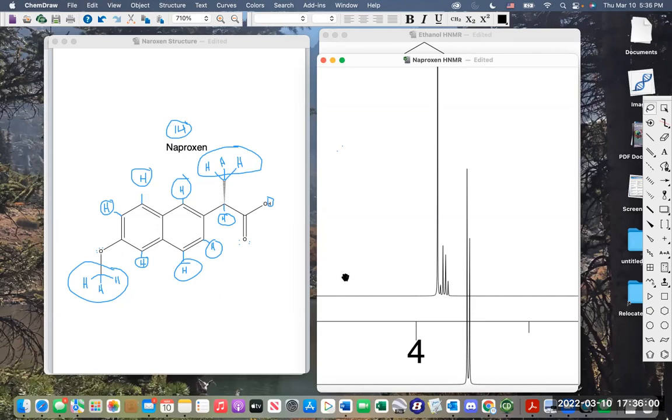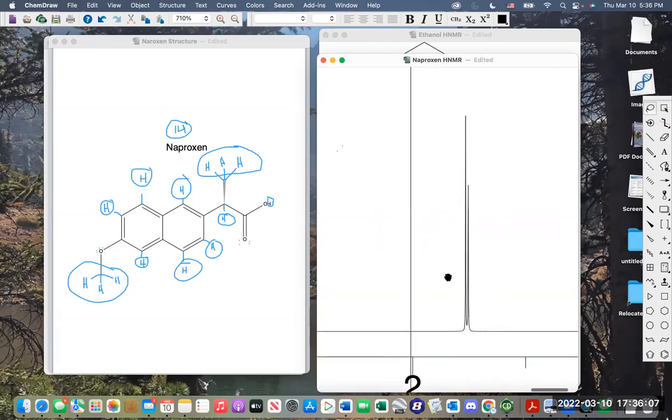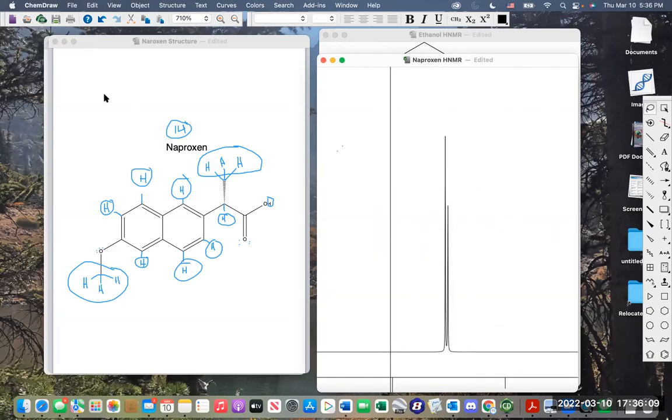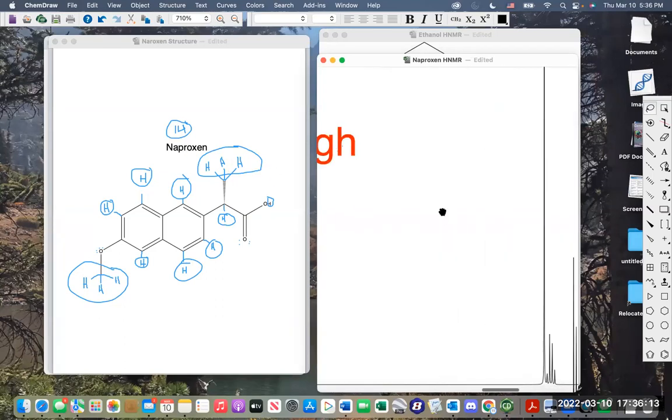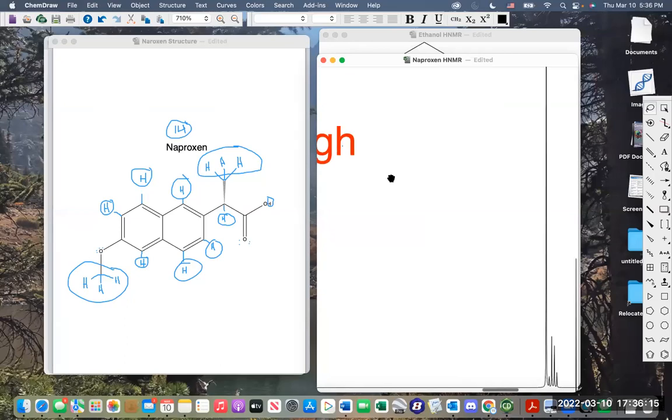So this signal itself would represent 3 hydrogens. This would represent 1. And then down here, we have the doublet that would represent these 3 hydrogens. And that should explain everything.